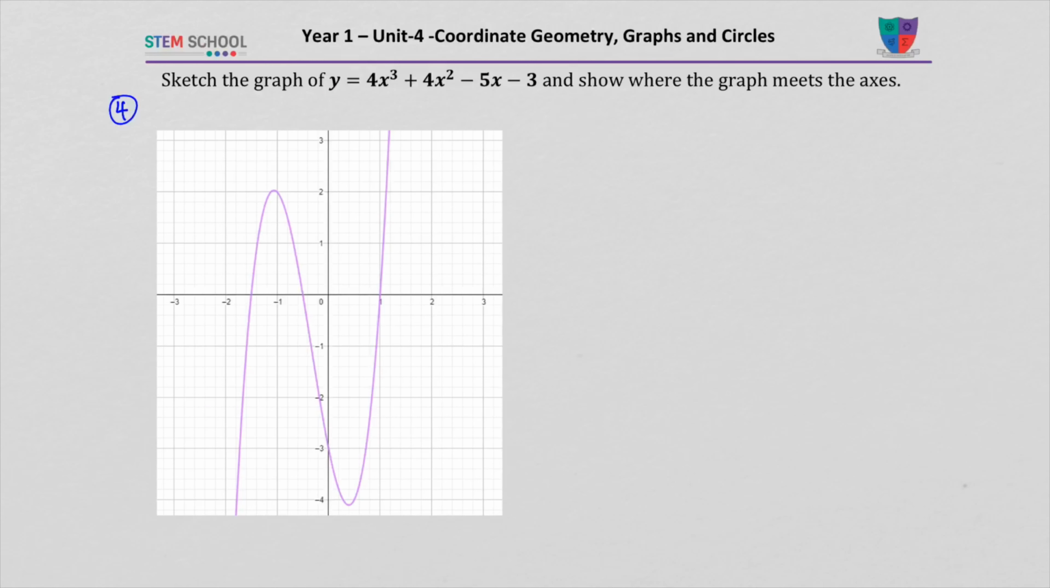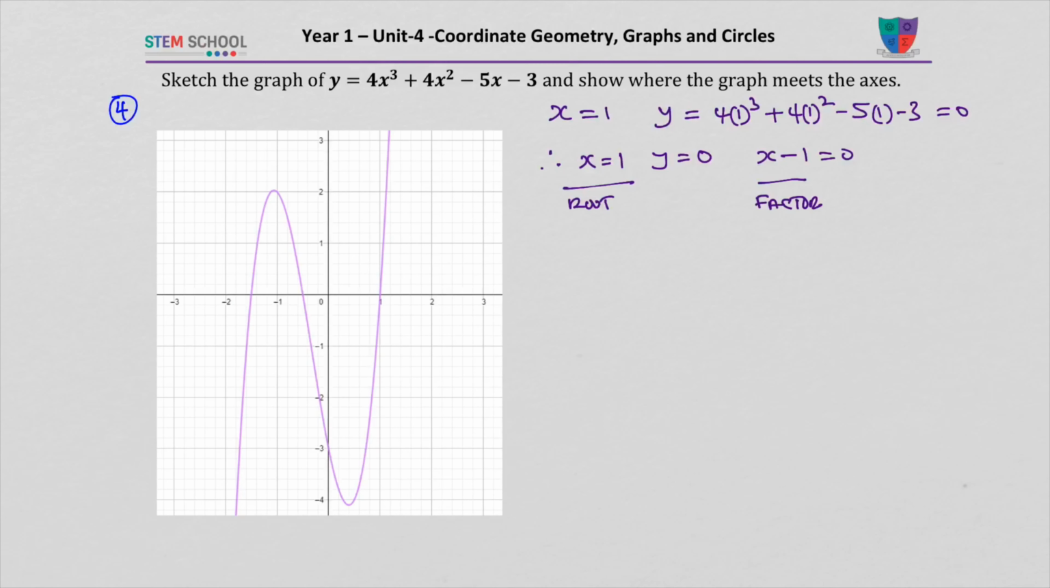What that means is if I put 1 in as x, that'll be 4 times 1 plus 4 times 1 minus 5 times 1 minus 3, and that equals 0. That means x equals 1 is a root, and therefore we can turn the root into a factor. When x equals 1, y is 0.